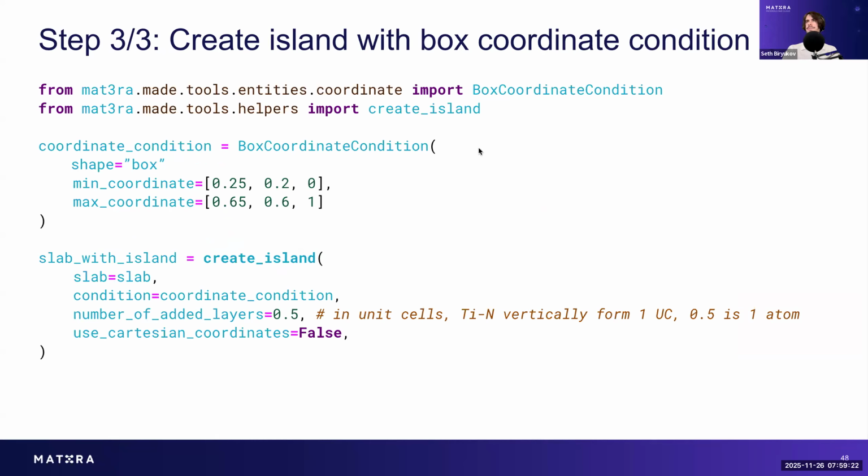I want to create an island by filtering with the box coordinate condition. So we would select box coordinate condition that is defined with the crystal coordinates inside of this large surface, and use create island to create the island defect. We would specify the number of added layers in number of unit cells. So for titanium nitride, we have titanium and nitrogen forming 1 unit cell. So half of that will yield just thickness of one atom thick.